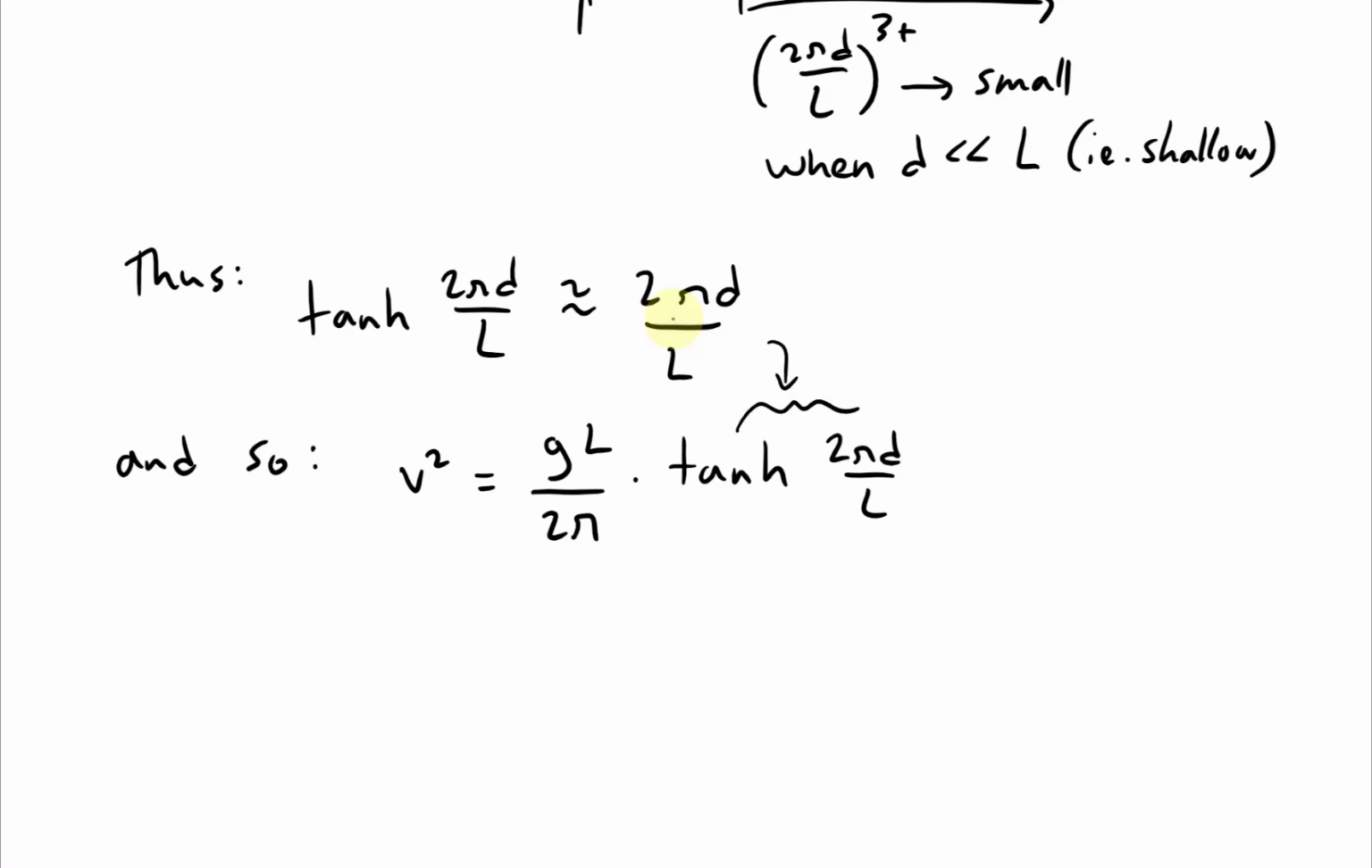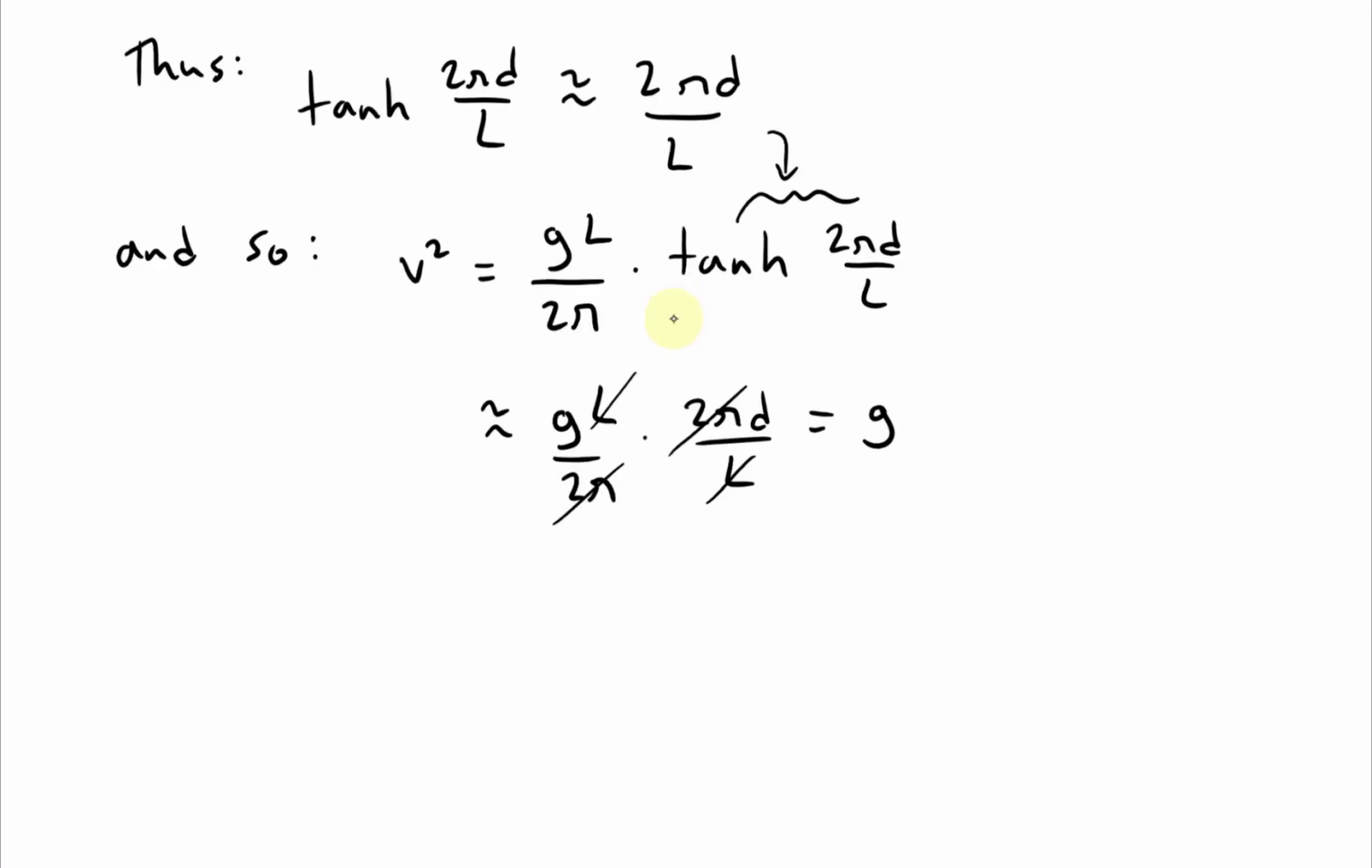So then what we get is v squared is approximately equal to GL over 2 pi times 2 pi d over L. And what happens is this cancels, this cancels, this cancels. This whole thing cancels, leave the d, cancel these. So this is going to equal GD. So that's what we have, it equals GD.